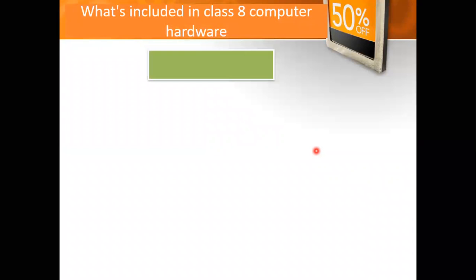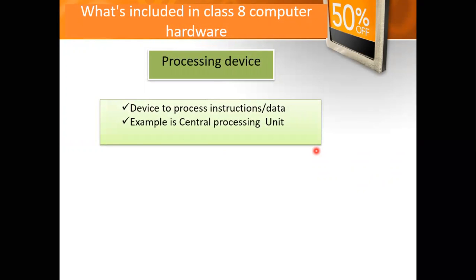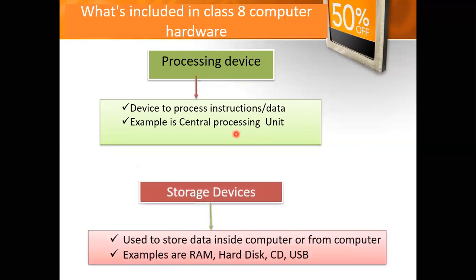So what is in today's lecture, and what is included as computer hardware in your 8th class chapter? We will learn two concepts. One is processing devices. Processing devices are those devices which are used to process data or to execute. We will discuss the central processing unit or CPU as a processing device. And then in another session, we will discuss storage devices.